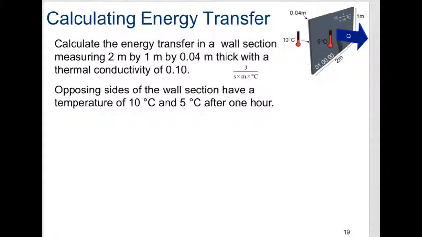Oh, I see. This thermal conductivity is watts per meter times degree Celsius, but watts is joules per second. So that's joules per second, meters times degrees Celsius. So, okay, thermal conductivity. Opposing sides of the wall section have a temperature of 10 degrees Celsius and 5 degrees Celsius after 1 hour. What are we supposed to be doing? Calculate the energy transfer in the wall section. Okay.